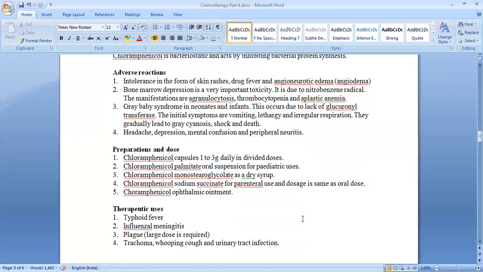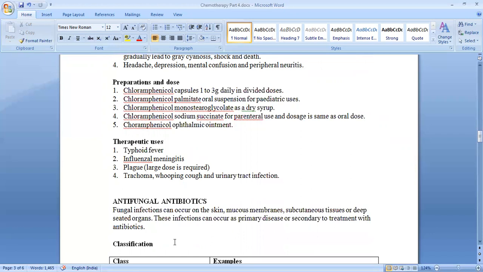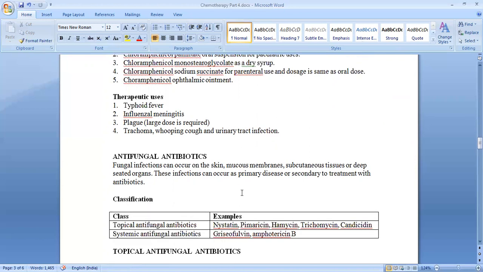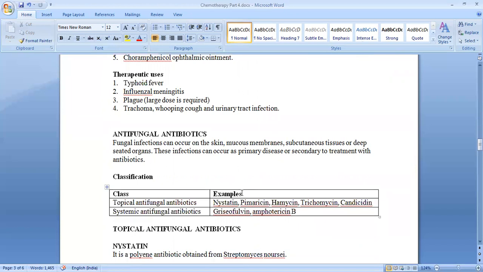It was being used very often in the past to treat typhoid fever, influenzal meningitis, plague, and conditions like trachoma, whooping cough, and urinary tract infection. But now, because there are better molecules, chloramphenicol is not so widely used as before. It was being given in the form of capsules, oral suspension, dry syrup, parenteral use, and ointment.